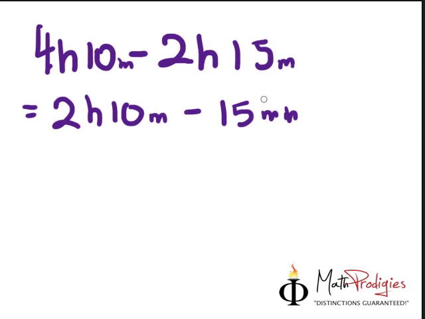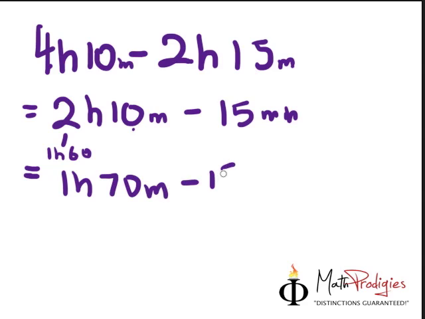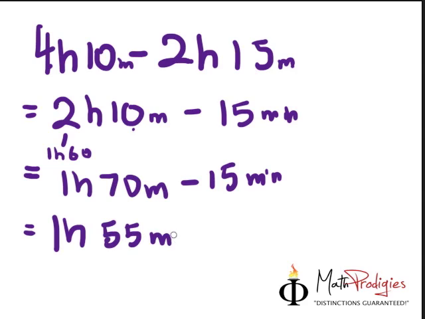Now, 10 cannot minus 15, right, because it's actually bigger. So what you will do is, you will take these 2 hours as 1 hour and 60 minutes. So 1 hour 60 plus 10 minutes gives me 1 hour and 70 minutes. Minus 15 minutes, what do you get? You're left with 1 hour and 55 minutes. Yes, that one is correct. 1 hour and 55 minutes.